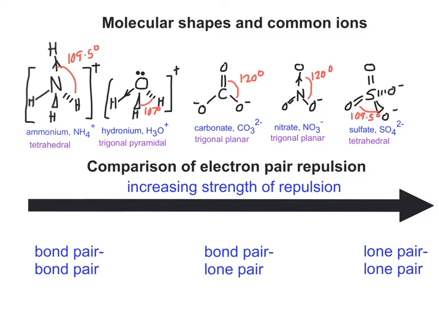And just to clarify on the different strengths of repulsion, bond pair repulsion is the weakest, and the next strongest is bond pair lone pair repulsion, and then finally the strongest type of repulsion of all between electron pairs is lone pair repulsion.